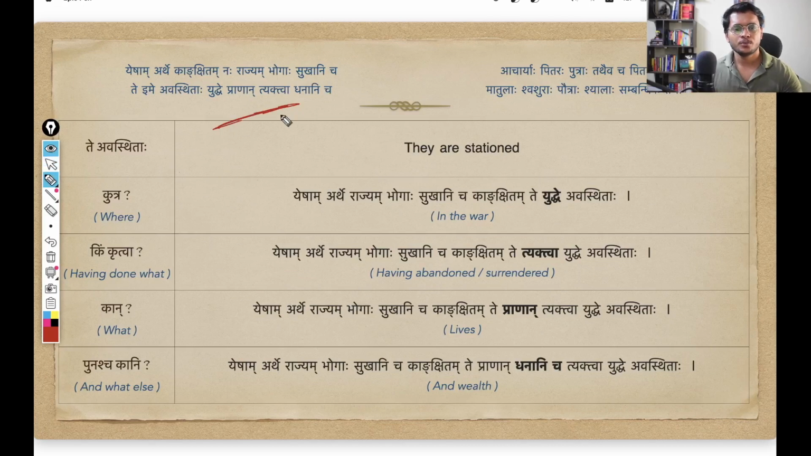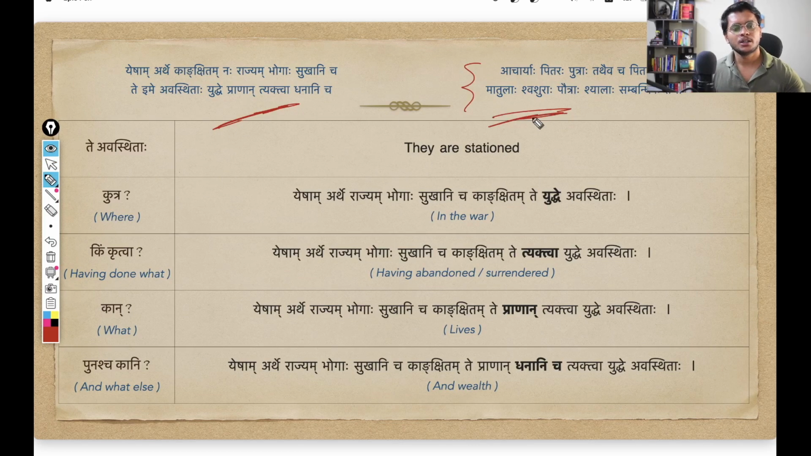So that is the paradox he is telling Sri Krishna: even though we are fighting this for empire, luxuries and happiness, already these things have been abandoned and surrendered by these fighters, and they have come here to give up their lives for this cause. So this is a complete paradox. That is all we get from this shloka.